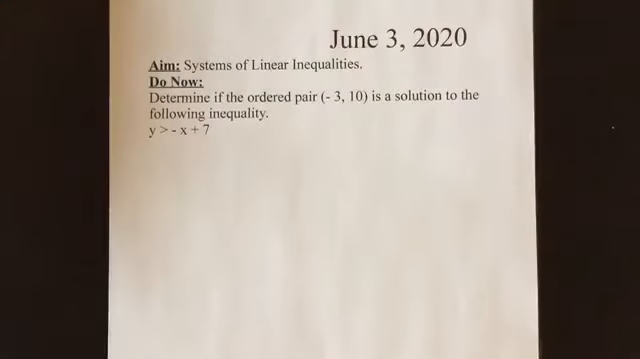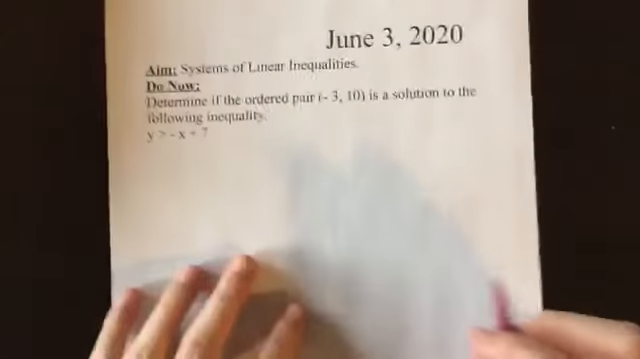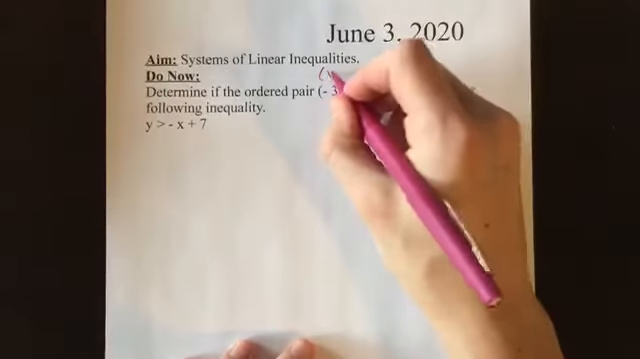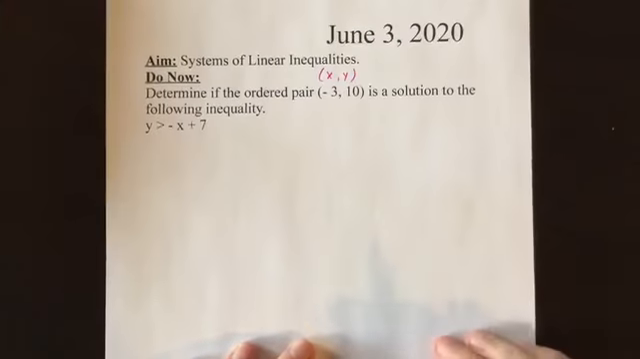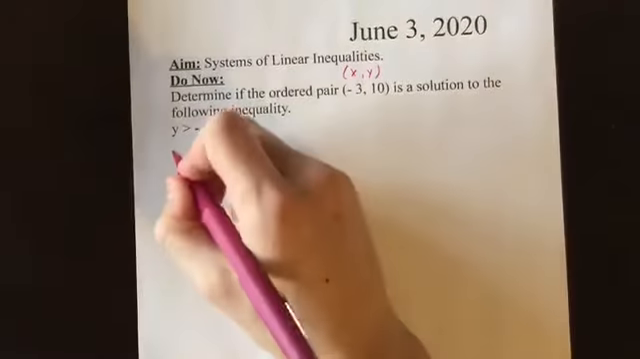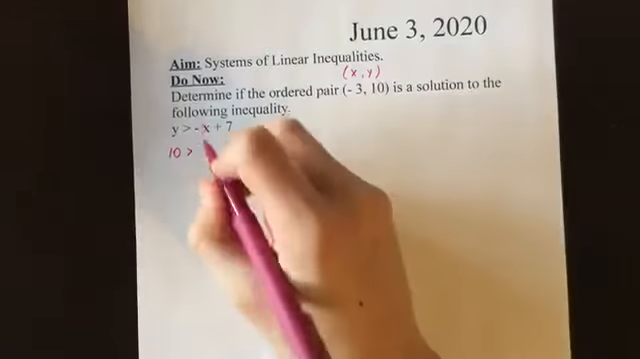With today's Do Now, we're going to determine if the ordered pair (-3, 10) is a solution to the inequality y > -x + 7. So you want to remember that an ordered pair is an x and a y. To determine if it's a solution, we're going to substitute in and see if it holds true for that inequality.